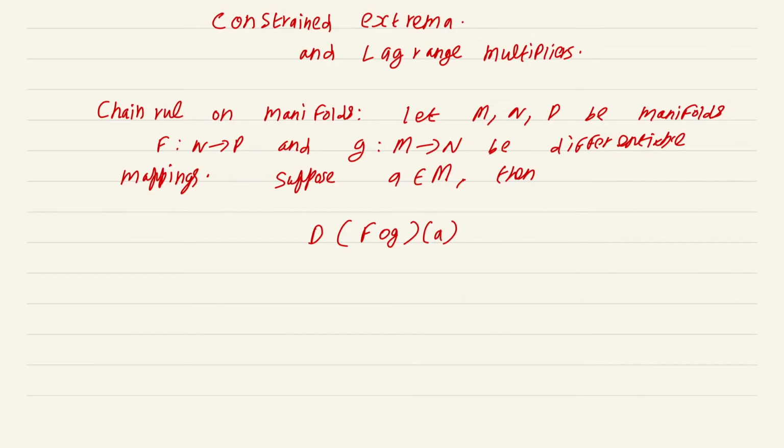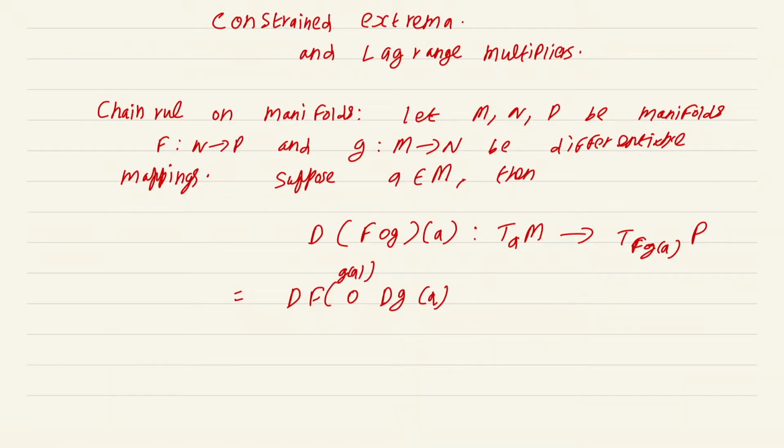This map is actually a map from, as we all know, TAM to T of F composed with G at A, P. This map is nothing but the map DF composed with DG at A, and DF is taken at G of A. Okay, so the derivative of the composition is nothing but the composition of the derivatives. So let me write this out in a clear way. So this is DF at the point G of A composed with DG at A. So we have an elegant analog of the chain rule for manifolds.